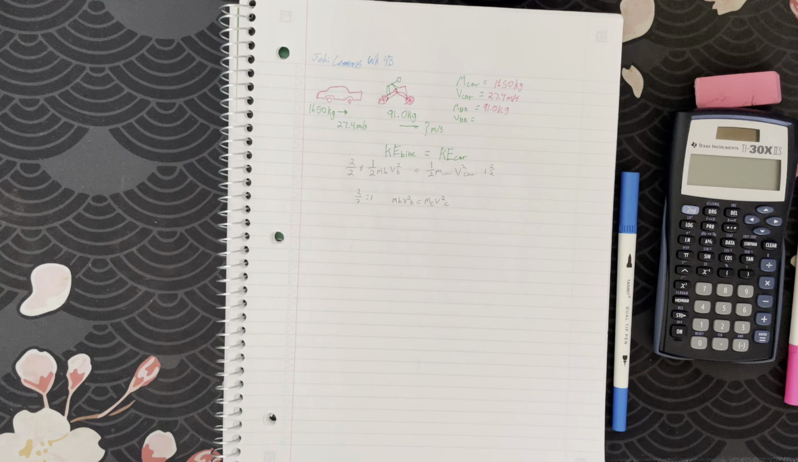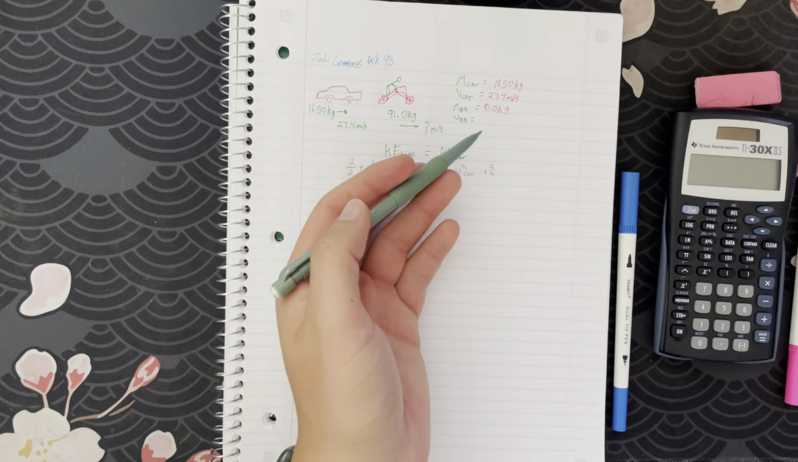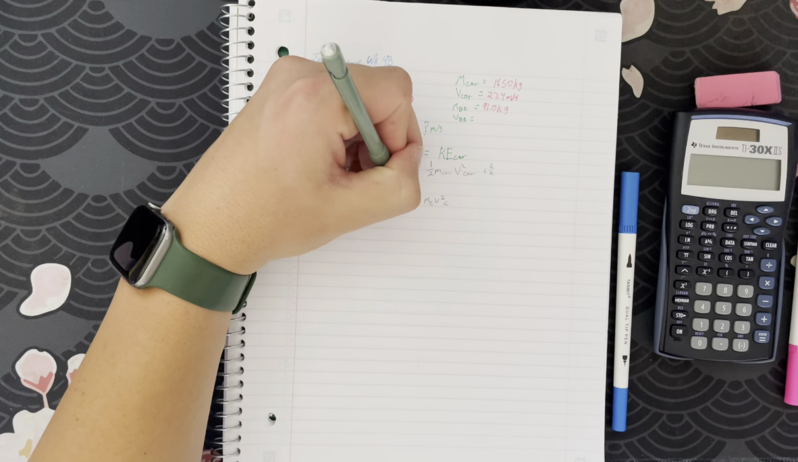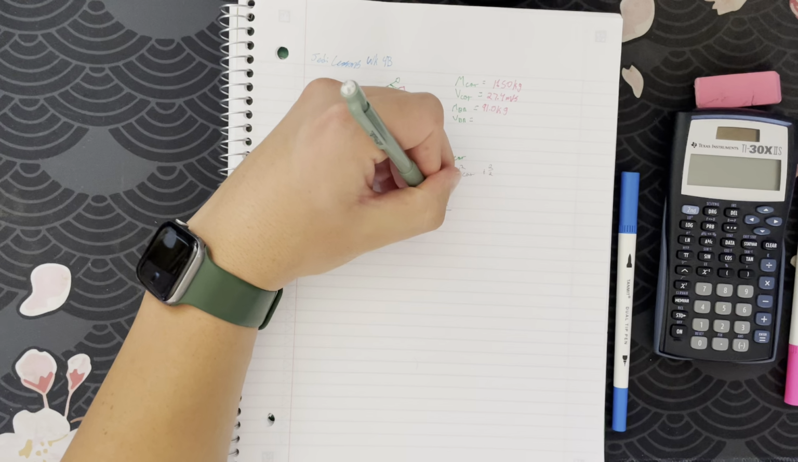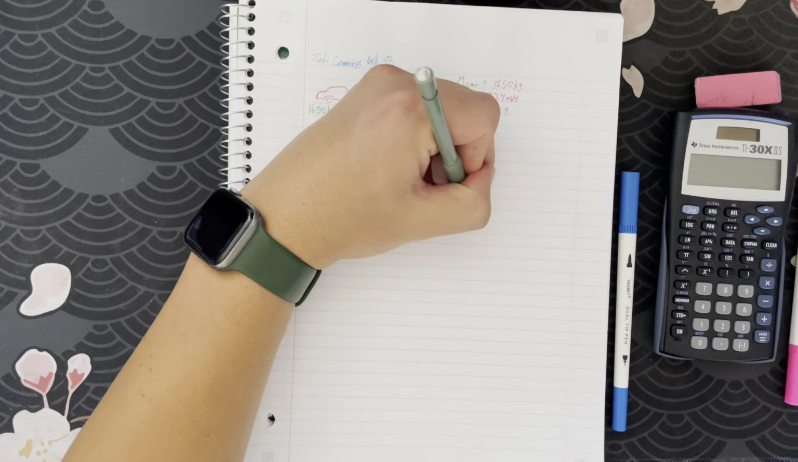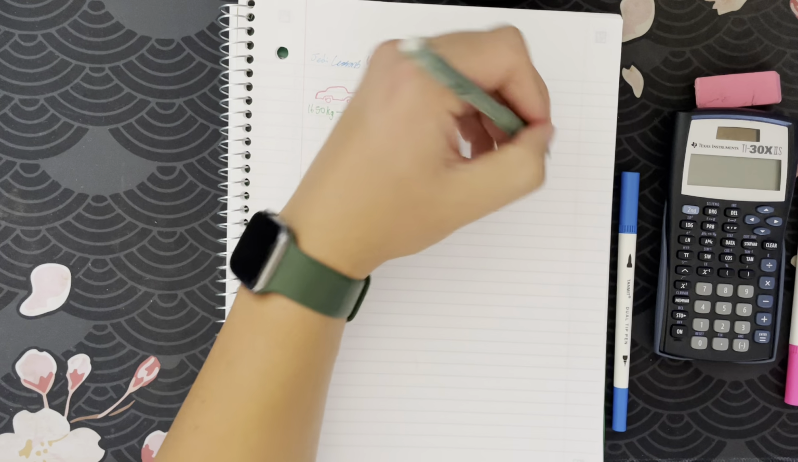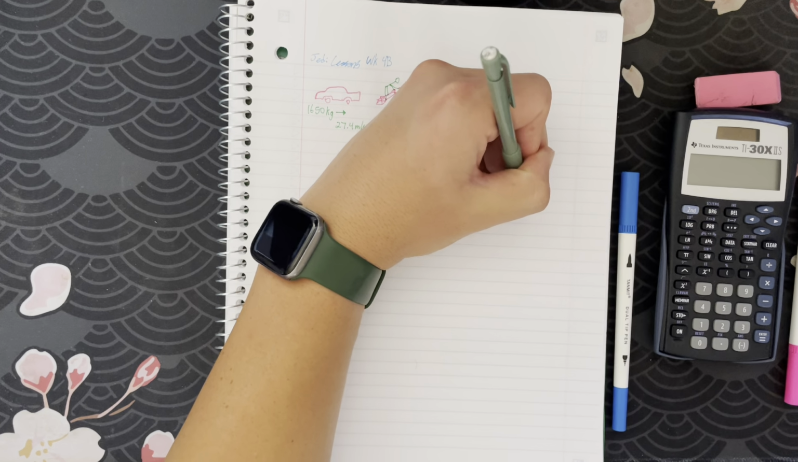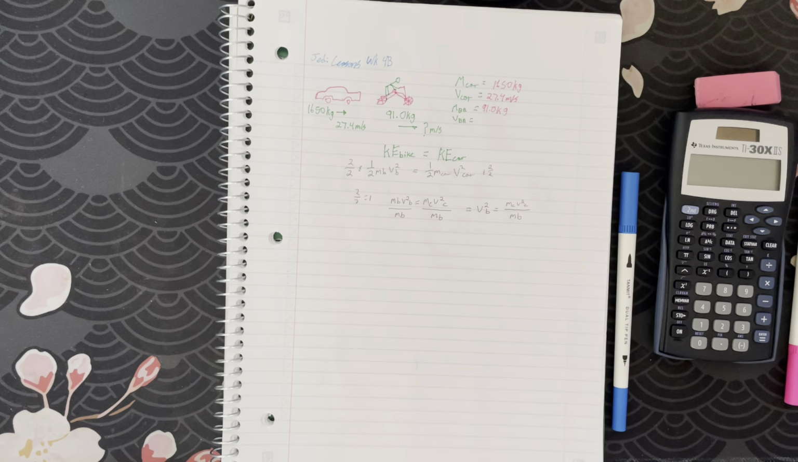Now, after we do that, we have to get velocity on its own, because that's what we're trying to ultimately figure out. So in order to do that, we are going to divide both sides by the mass of the bike, which then gives velocity squared of our bike equals the mass of our car times the velocity squared of our car over the mass of our bike.